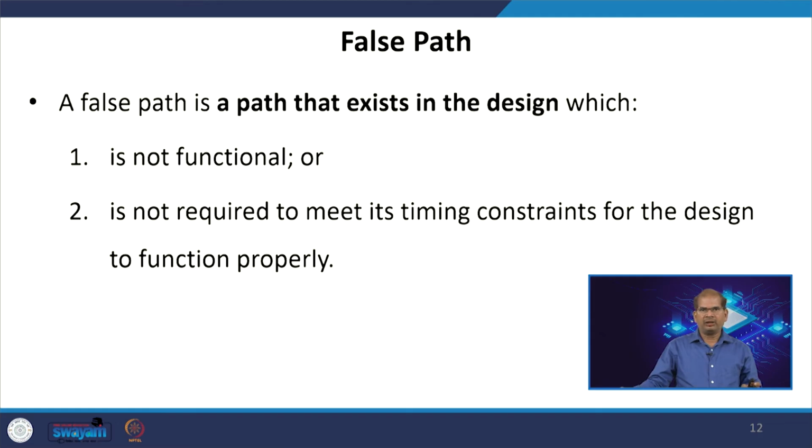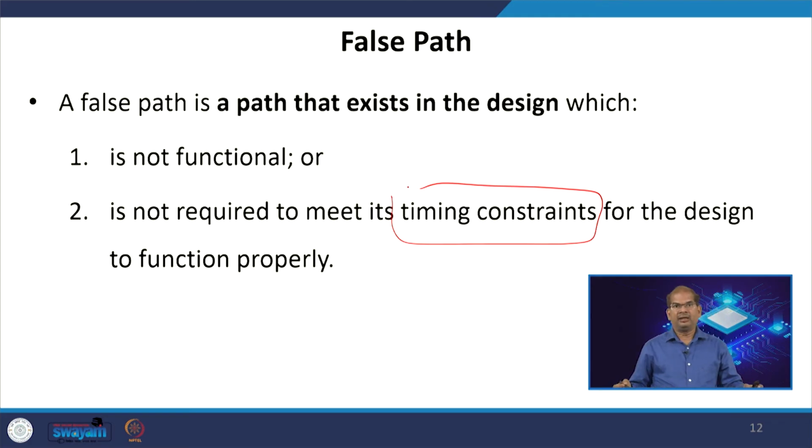It is not required to meet the timing constraint in this path, because in this design that path will not be activated at any point of time. So, we need to find out those paths in the design and tell the tools that this path should not be treated as critical path, and the tool will mark those paths as the false path.